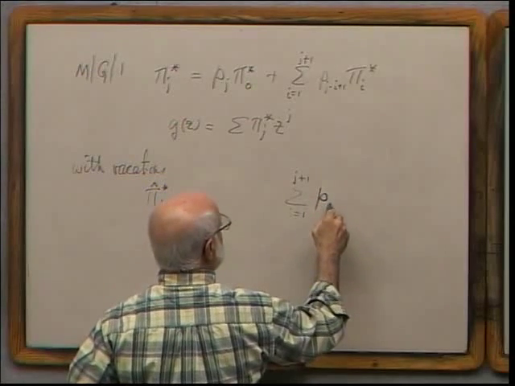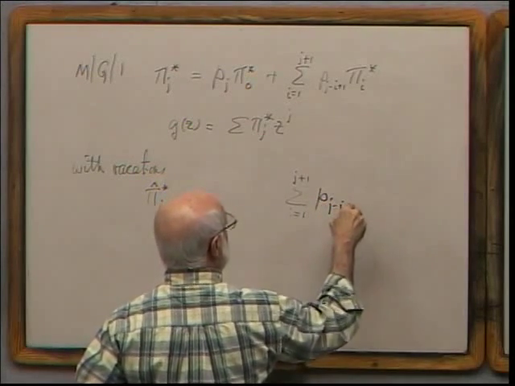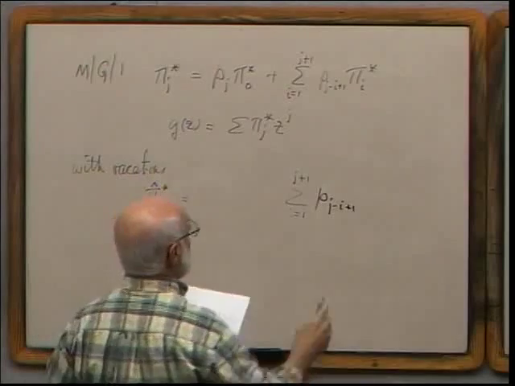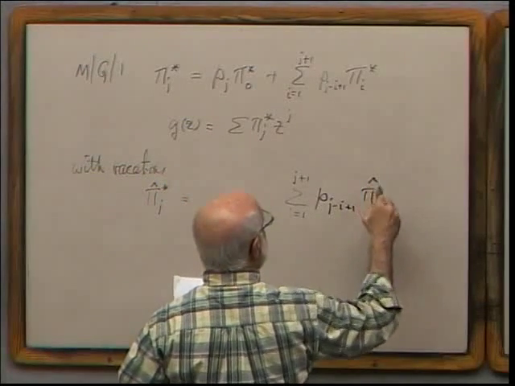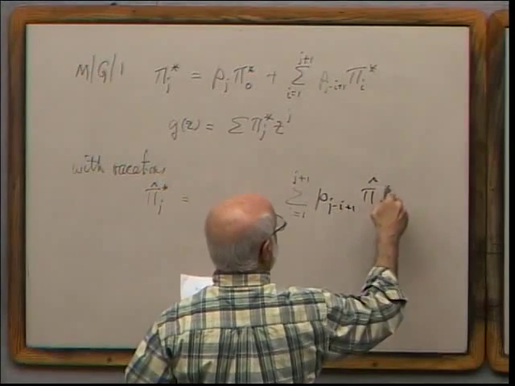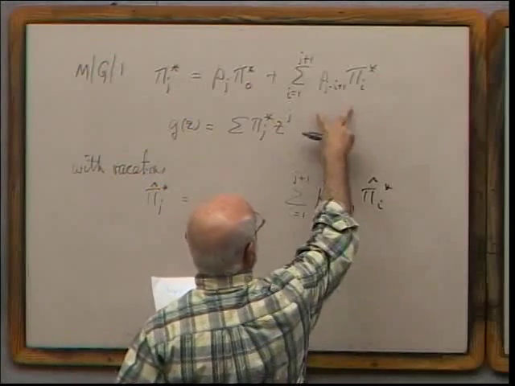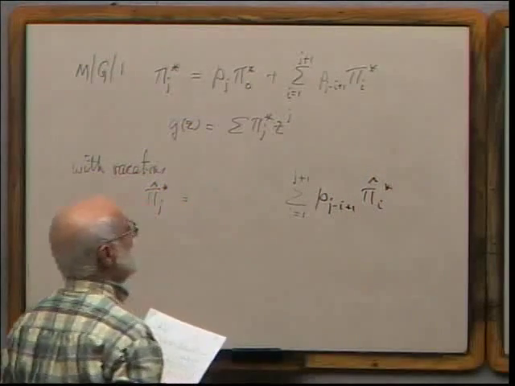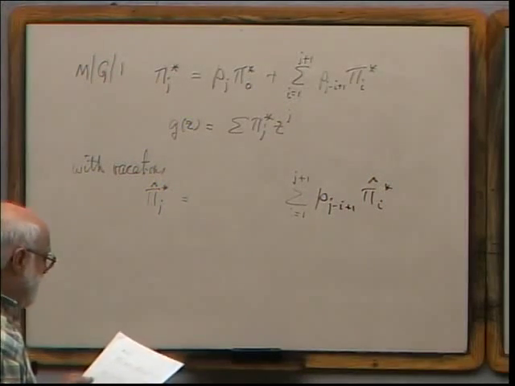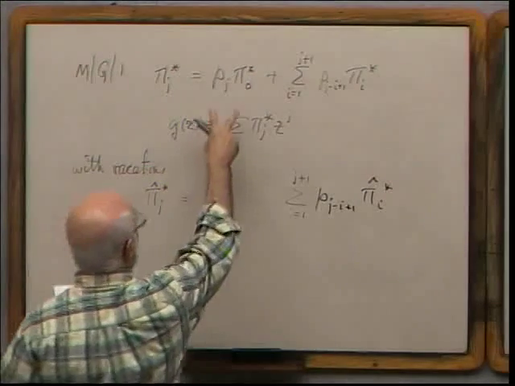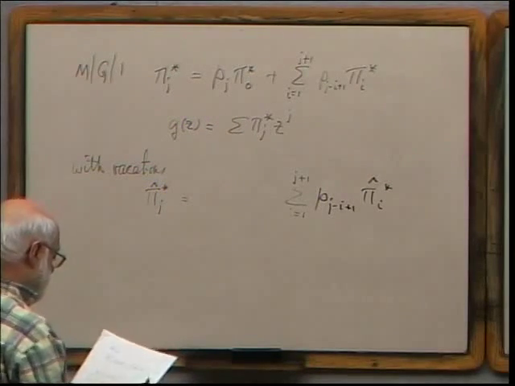of p_{j-i+1} pi hat_i star. So this term is just like this term, except it has hats over it because it applies to the vacation model. And the only difference is in this term right here. This is where the vacations come in.